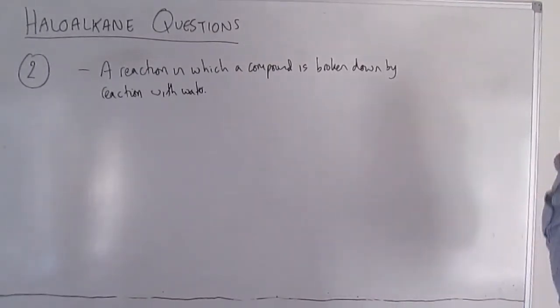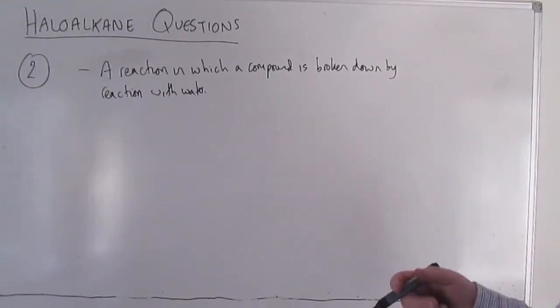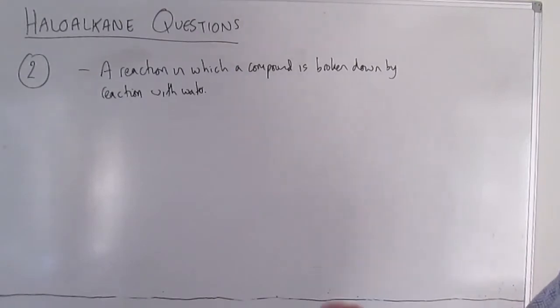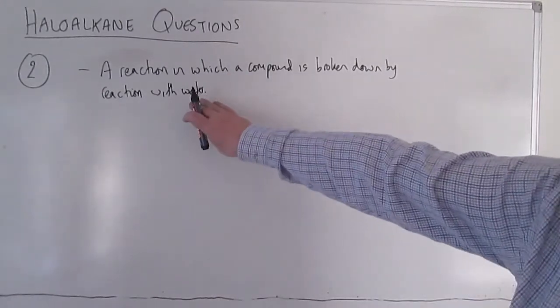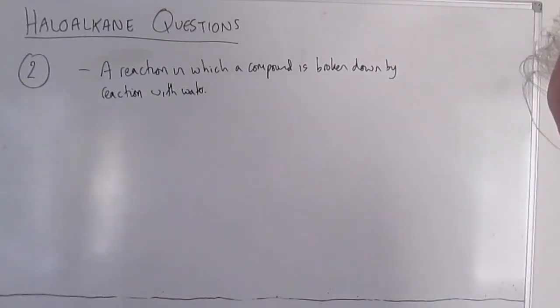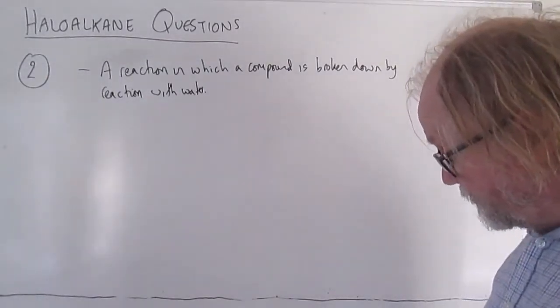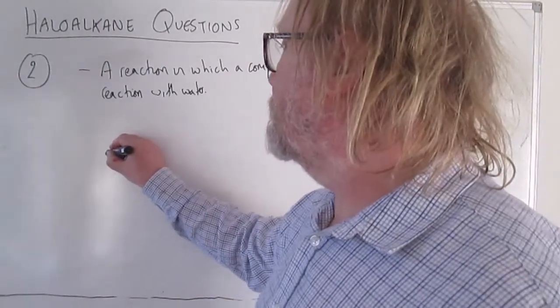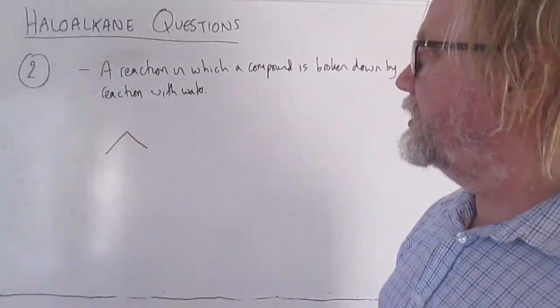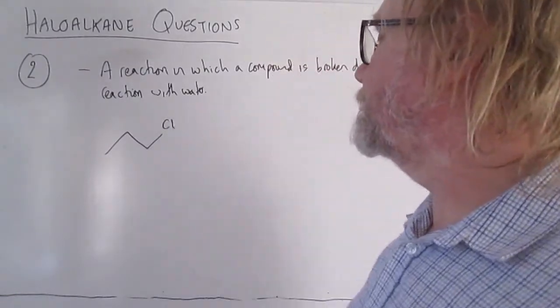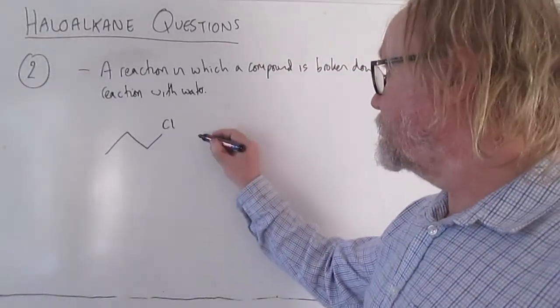So when you write conditions down, as in this case, the main reaction you learn is with sodium hydroxide, but crucially it's aqueous sodium hydroxide because it's got to fit that definition. Okay, so then it wants an equation for the hydrolysis of 1-chloropropane. So that's propane, 3 carbons. So 1-chloropropane is that, with aqueous sodium hydroxide.